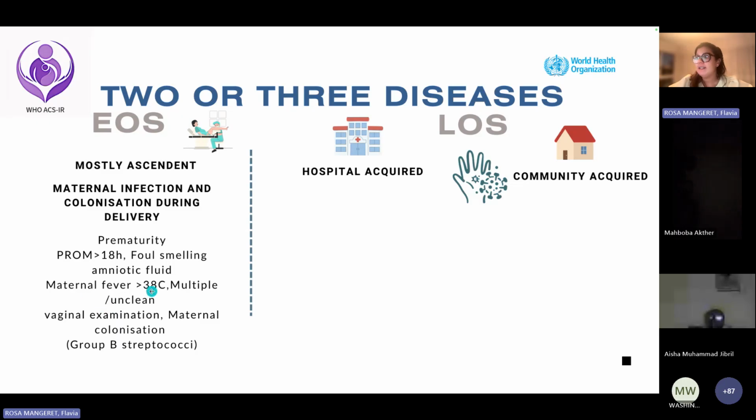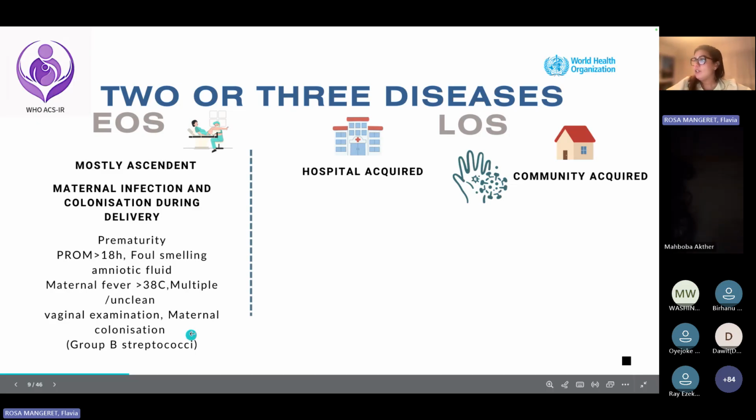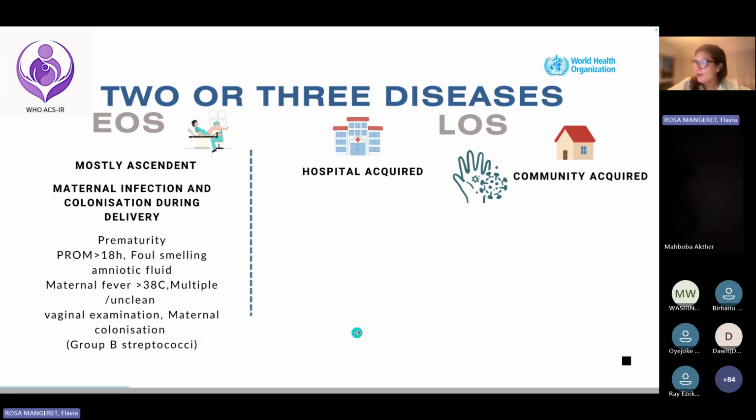Maternal fever, more than 38 degrees. Multiple or unclean vaginal examinations, because every new vaginal examination, especially when the membranes are ruptured, is a risk of infection. First, you are mobilizing bacteria from the vagina, but there is also the issue of being unclean. If there is a problem with hand hygiene, if the staff doesn't have clean hands, this can be a source of infection to the baby, to the fetus. Maternal colonization: mothers that are colonized with group B streptococci, GBS. This is a major bacteria in neonatal sepsis, as of course all of you know.